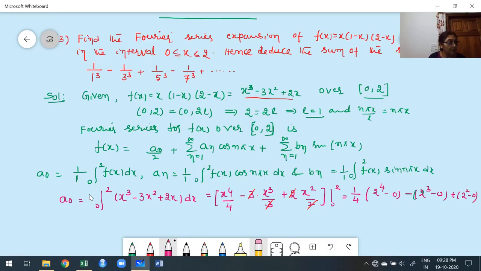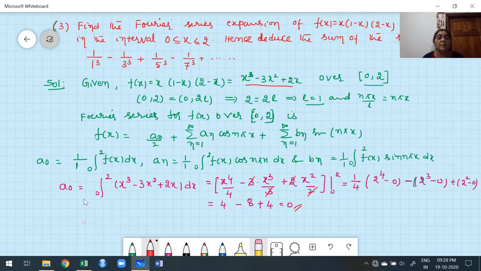Now I have to simplify. 2 to the power of 4 is 16, divided by 4 gives 4. Minus 2 cube is 8, plus 4. What do we get finally? 0. Therefore, A0 is 0. Next I have to find out An and Bn.